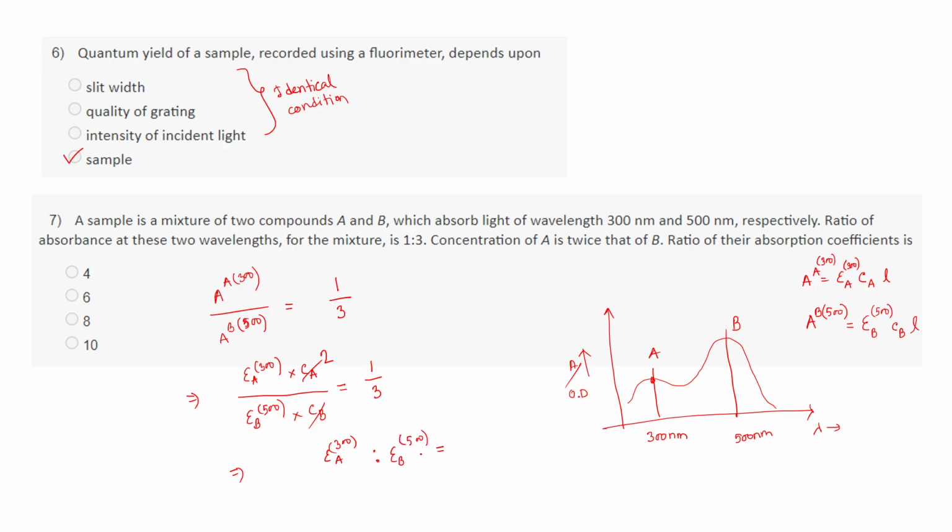Always remember that epsilon is a function of lambda. So what you are getting, am I making this correct? I hope so. What is the ratio between them? The ratio is 1 by 6, or 6 is to 1, right?